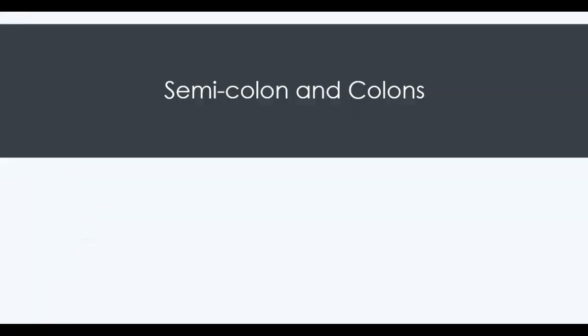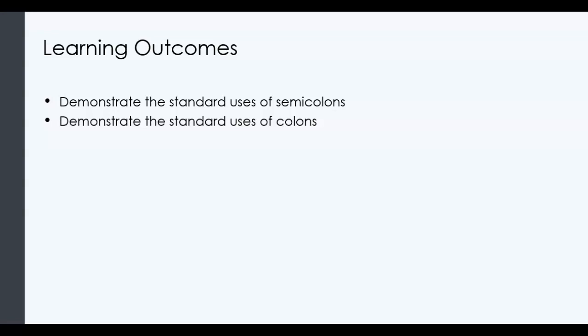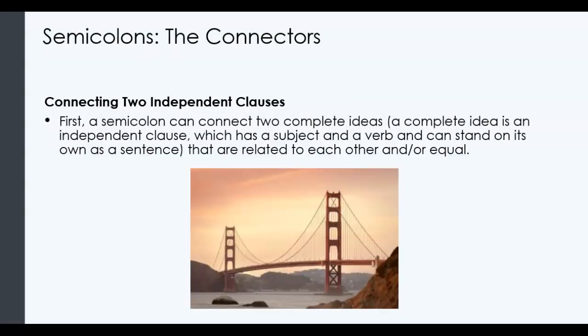Semicolons and colons. Please pause this video to read through this slide, which is a list of the learning outcomes for learning the topic of semicolons and colons. Semicolons are also called the connectors, connecting two independent clauses. First, a semicolon can connect two complete ideas. A complete idea is an independent clause, which has a subject and a verb and can stand on its own as a sentence, that are related to each other and equal.